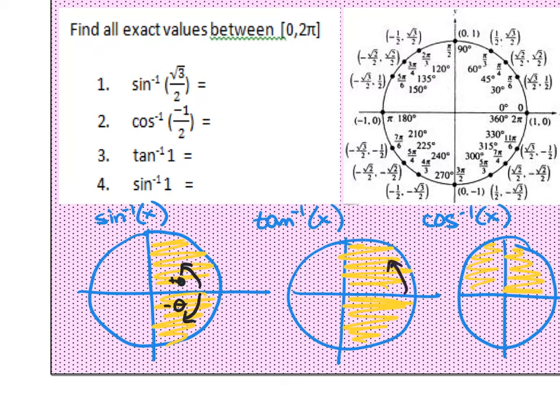Again, tangent is going to be positive theta and negative theta answers. Cosine is only going to have positive theta answers. Okay, so let's dig right in.